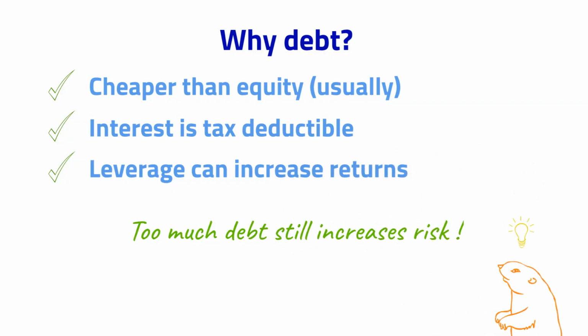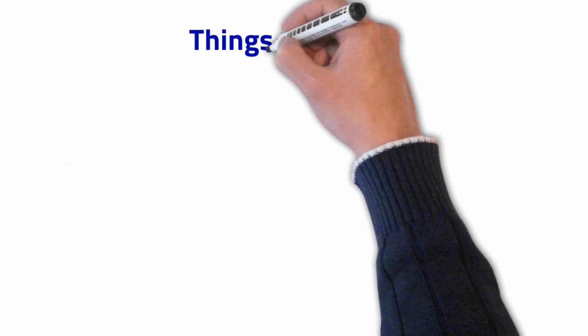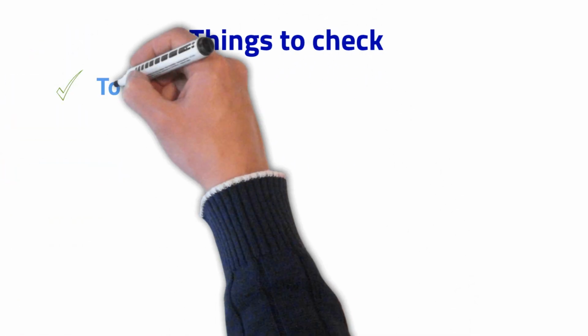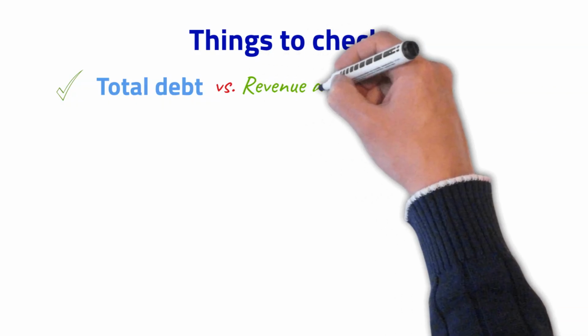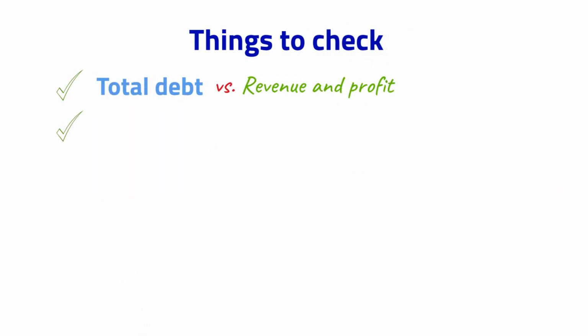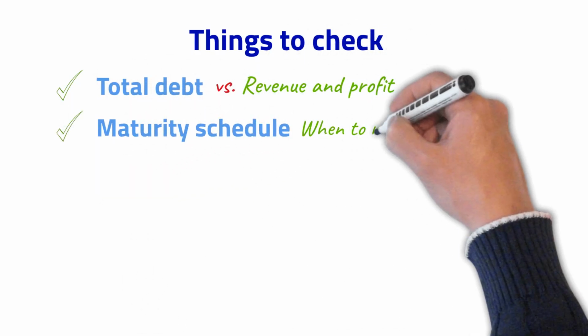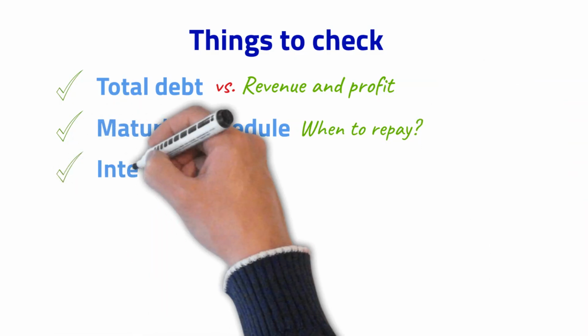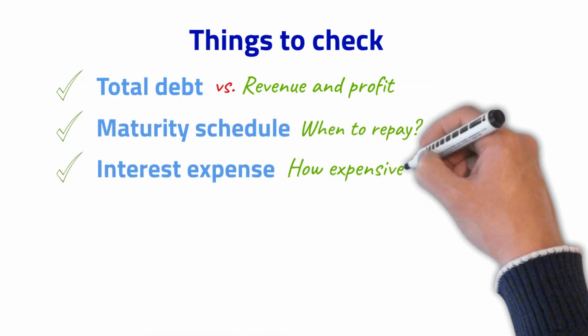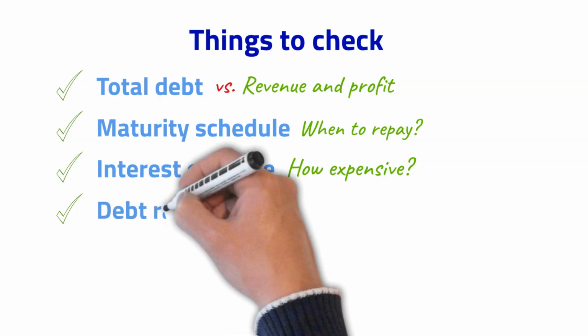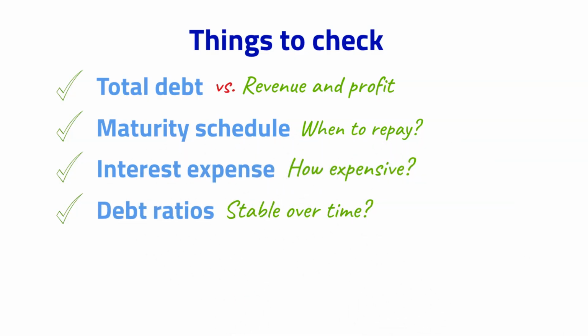When reading an annual report, here are 4 quick checks for borrowings. Total debt. How big is it compared to revenue and profit? Maturity schedule. When must be the debt repaid? Interest expense. How expensive is the borrowing? Debt ratios. Are they stable over time? These 4 questions give you a better picture of a company's financial risk.